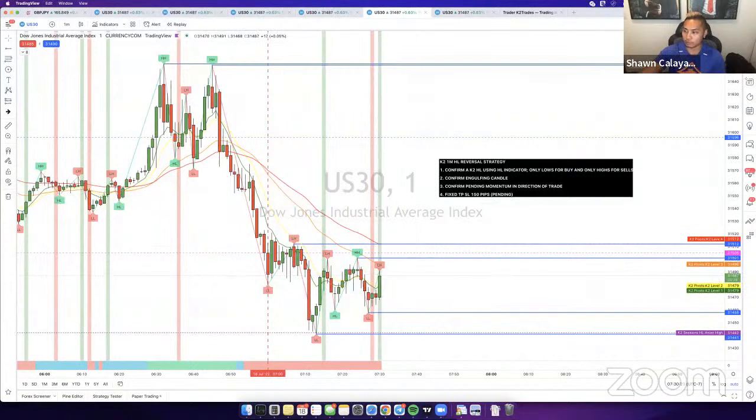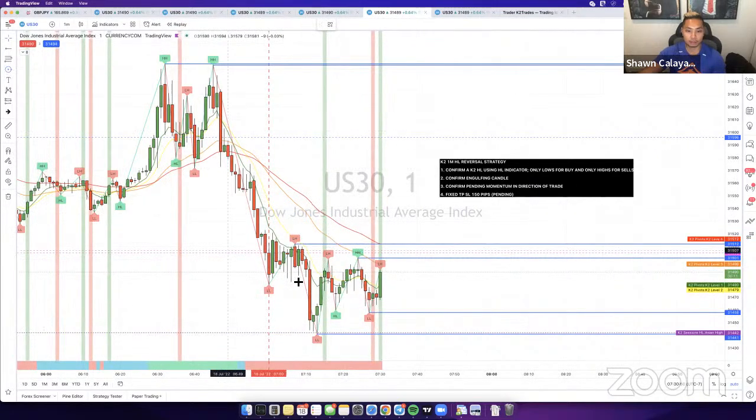Miriam said with these engulfing candles, could this be a reversal happening? Yeah, possibly. Well, this would probably be a good one right here because there was a pending momentum. Typically, when you guys are looking for these reversals, you want to look for a pending momentum because that pending momentum is going to help you push to your TP. So there was not one right here. There was one right here.